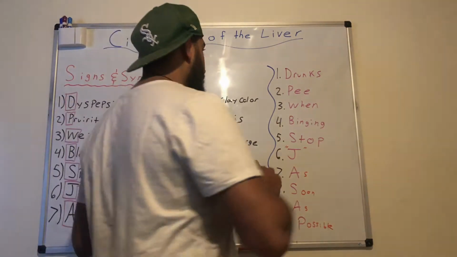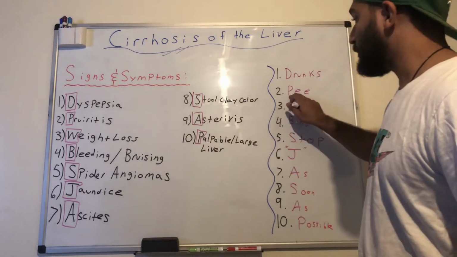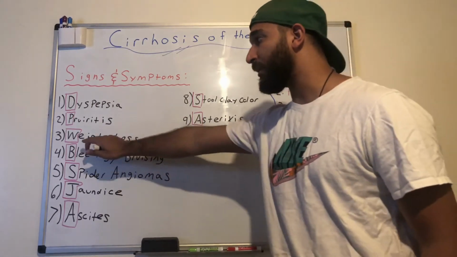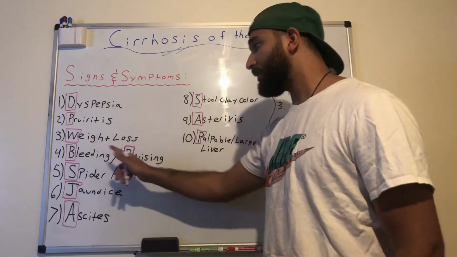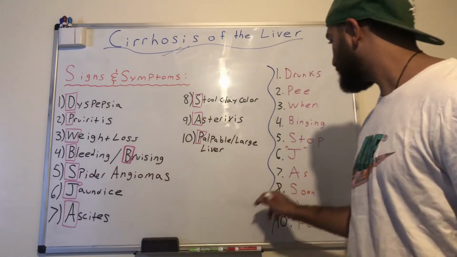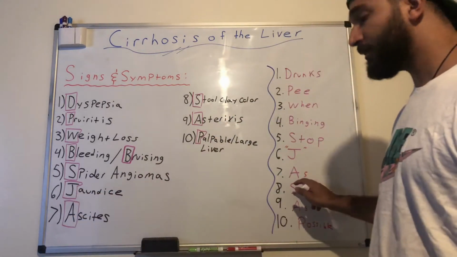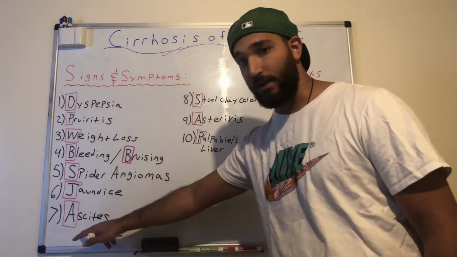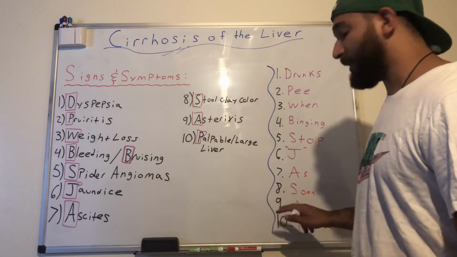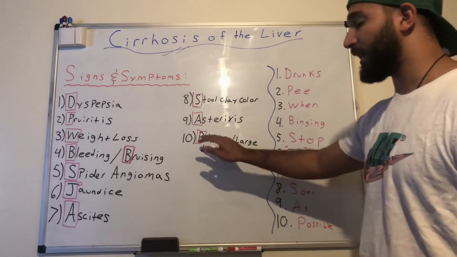I'm gonna go ahead and explain it. So the D in drunks stands for dyspepsia. The P in pee stands for pruritus. The W in when stands for weight loss. The B in binging stands for bleeding and bruising. The S in stop stands for spider angioma. The J in JSAP stands for jaundice. The A, as, stands for ascites. The S in soon stands for stool color change. A in as stands for asterixis. And P in possible stands for palpable liver.